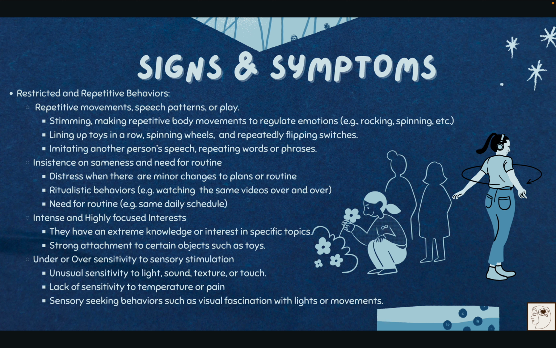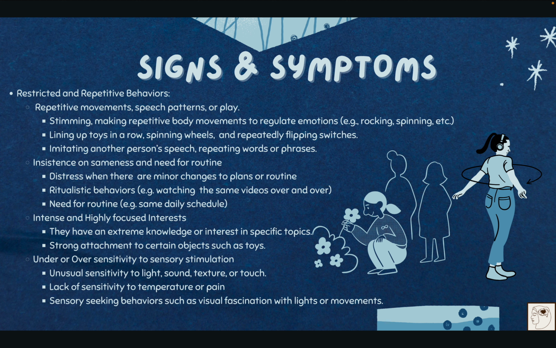So now we have restricted and repetitive behavior, which is the second main symptom, and we have four criteria to it. First, we have repetitive movement, speech patterns, or play. The individual would be stimming or making repetitive body movements to regulate their emotions, such as rocking or spinning, lining up toys in a row, spinning wheels, or repeatedly flipping switches. And they usually imitate another person's speech or repeat words or phrases.